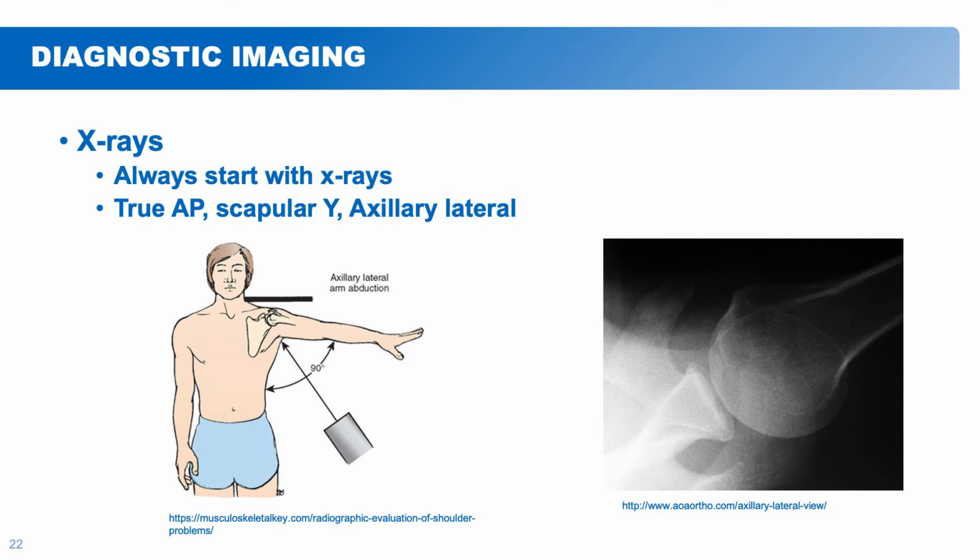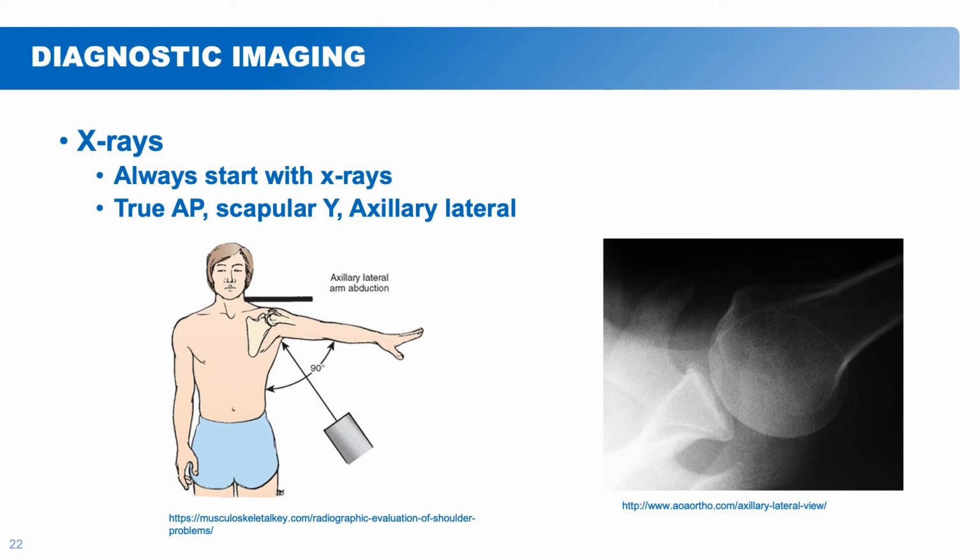So once we've identified that you have glenohumeral arthritis of your shoulder, we'll start with x-rays. And x-rays are always a start to the diagnostic process, and we get what's called an AP film, which is a front to back view, a scapular Y view, and then also an axillary lateral.